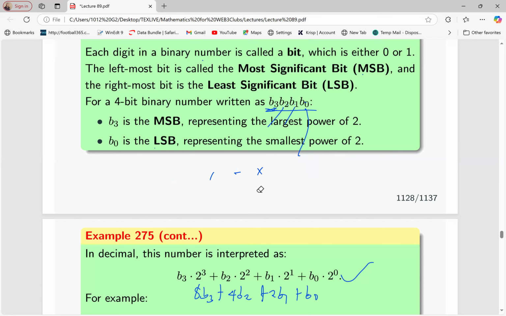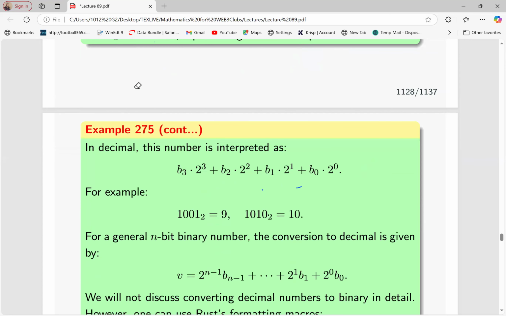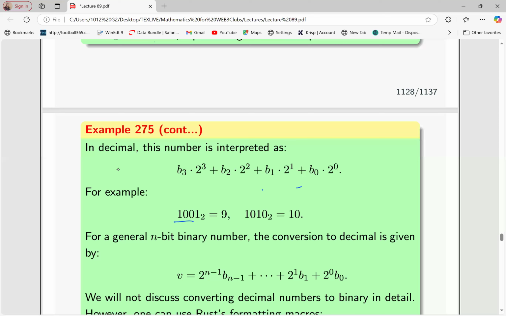So if you're given a 4-bit binary number, this is how you convert it to a decimal number. An example of a 4-bit binary number is this. When you convert this to decimal, you get 9. Another example is this 4-bit number. When you convert it, you have 10.